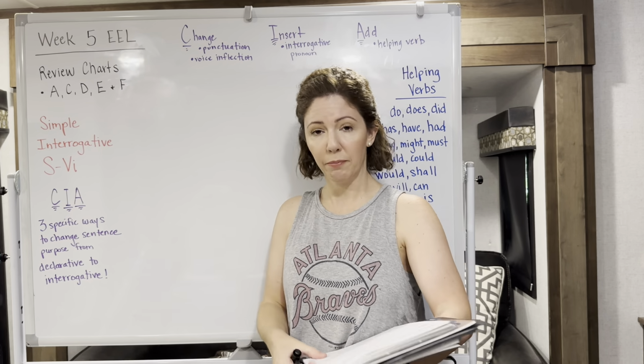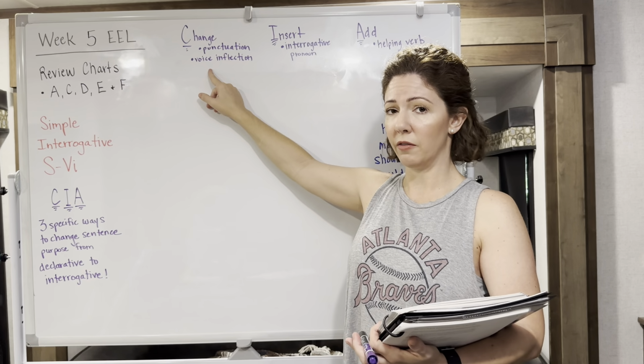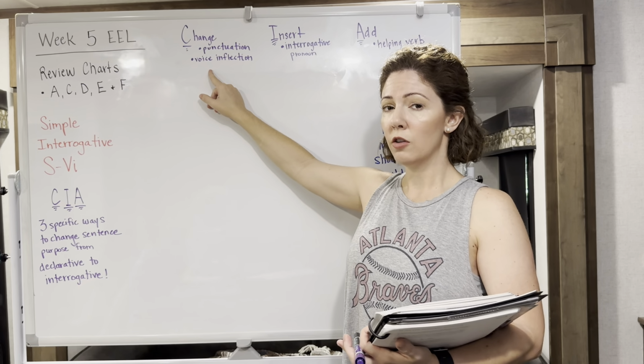The C for change means that we would just change the punctuation and the voice inflection. So to change the sentence purpose, we would just be changing the end mark and how we say it. Let's say we're starting with our sentence, Jesus forgives. So we have our sentence, our declarative purpose, Jesus forgives.